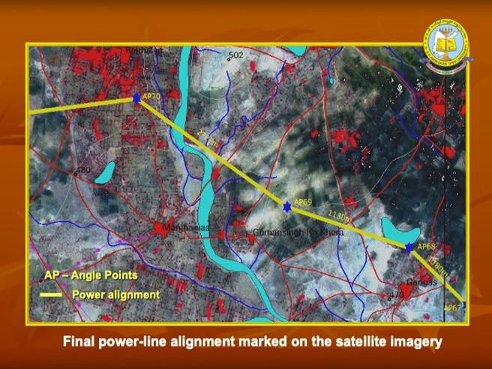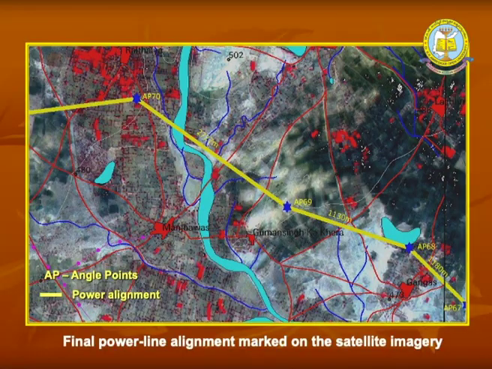Just a small example: the line in yellow shows the power alignment. A power line project was being done here, so this cuts across areas of rivers and water bodies. The red areas which you see are the habitation areas. The black areas are the forest areas. So, depending on the areas on a satellite imagery, this tool was used to map out the alignment for a power line.